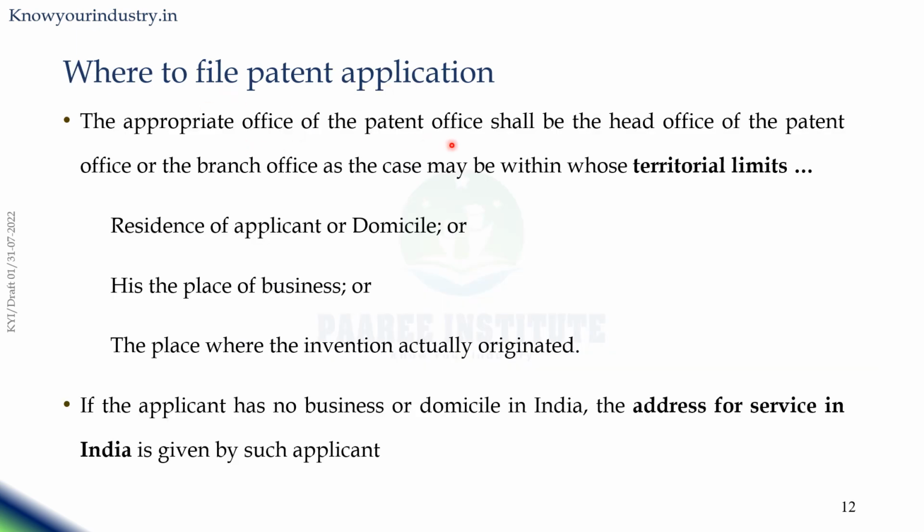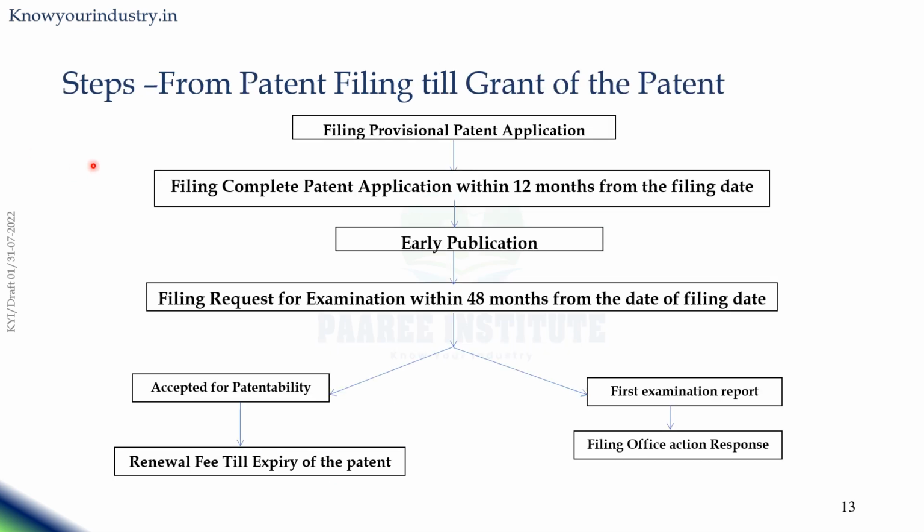Where to file patent application? The appropriate office of the patent office shall be the head office of the patent office or the branch office, as the case may be, within those territorial limits. This is determined by the residence of the applicant or domicile, or the place of business, or the place where the invention actually originated. If the applicant has no business or domicile in India, the address for service in India is given by such applicant. The present flowchart shows the steps involved in patent filing till grant of the patent.